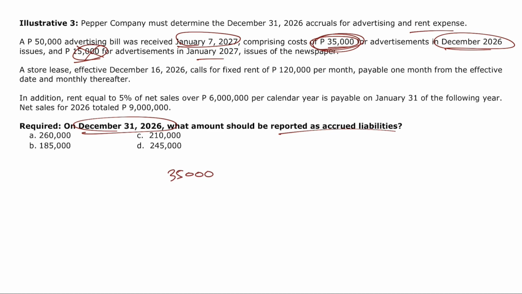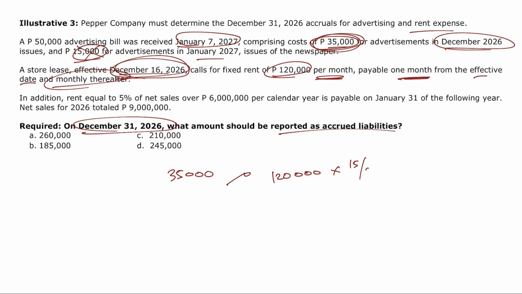Next, a store lease effective December 16, 2026 calls for a fixed rent of 120,000 per month, payable 1 month from the effective date and monthly thereafter. So, kung December 16 ang starting point, asahan mo ngayon na kalahating buwan lang ang nagamit natin. So, kalahating buwan pa lang ang utang natin. So, 120,000 times 15 over 30, that will be equal to 60,000 pesos.